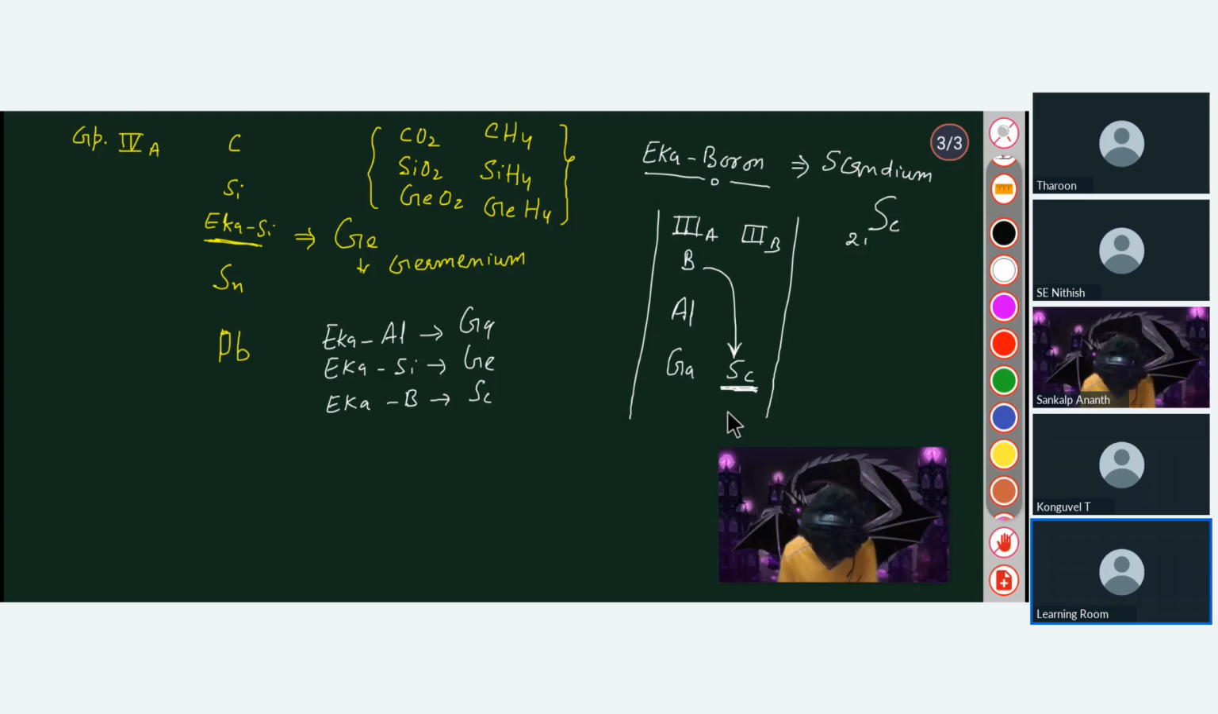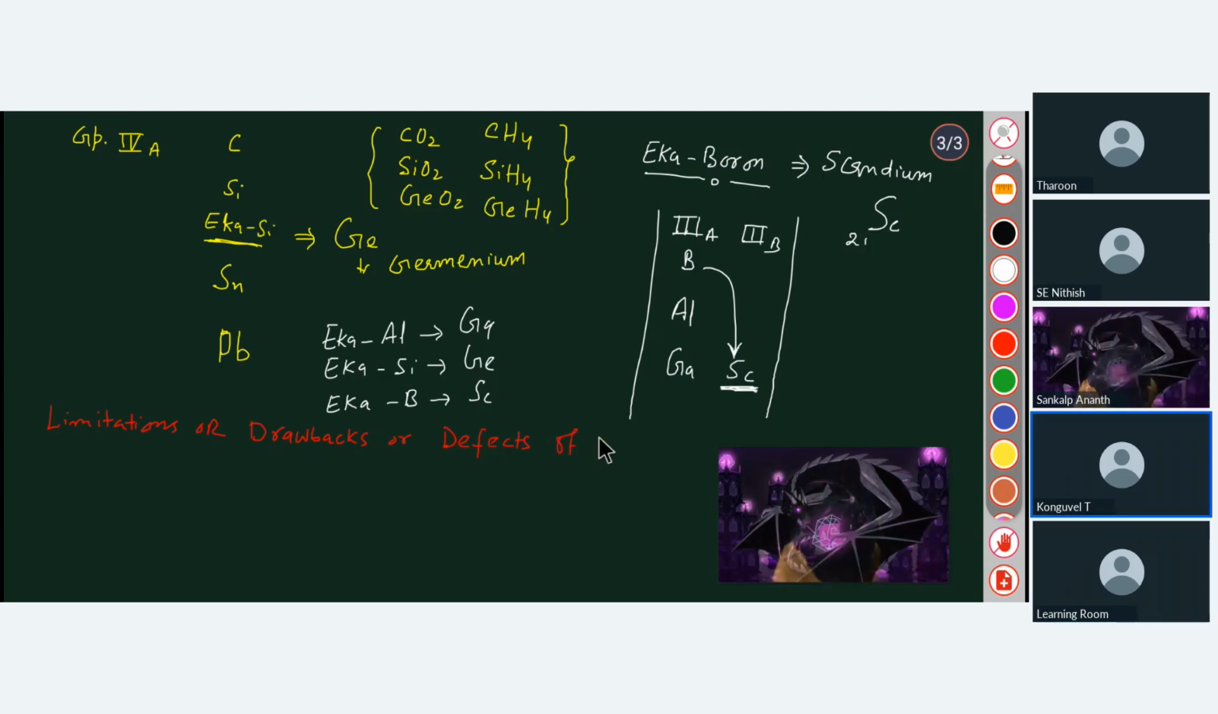So have you noted down? These were the three very important achievements of Mendeleev's periodic table. Now let us see the various limitations, drawbacks, or defects of Mendeleev's periodic table. They all have the same meaning.